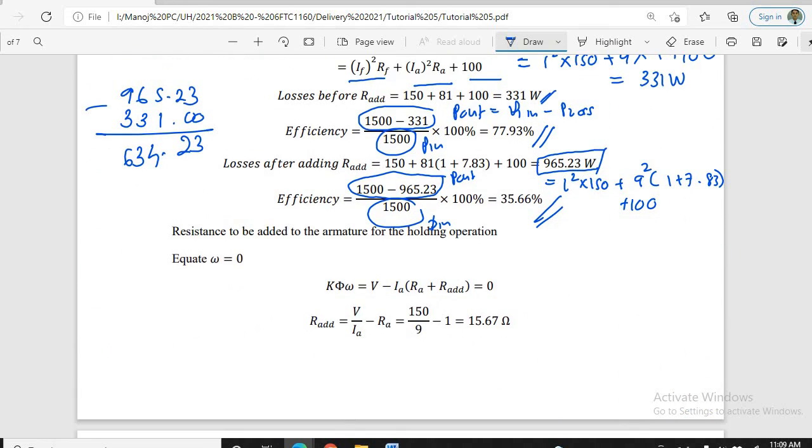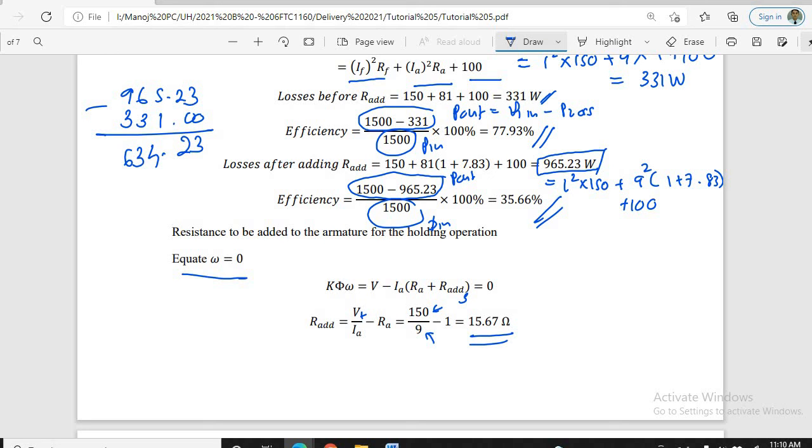So what we can do is equate omega equals 0. If you make omega equals 0, you can see k phi omega is equal to V minus I_A times (R_A plus R add). Let's say this is R add 3. So therefore R add is equal to V over I_A minus R_A. The terminal voltage is equal to 150, and I_A, the armature current, is 9, minus armature resistance 1, so 15.67 ohms.